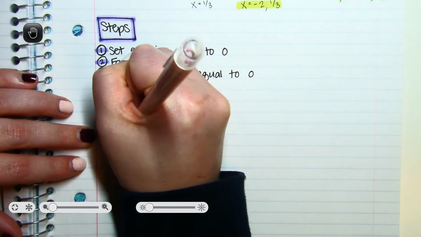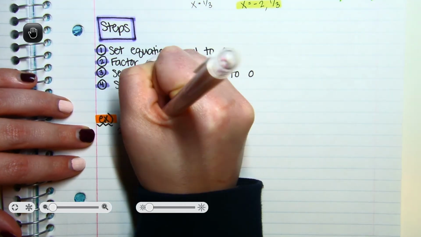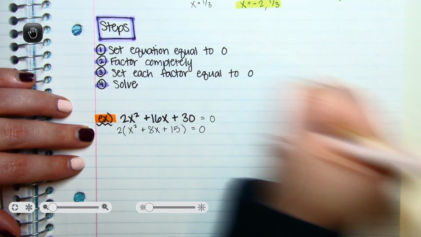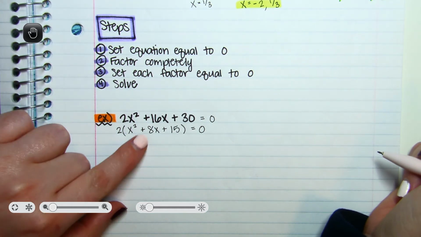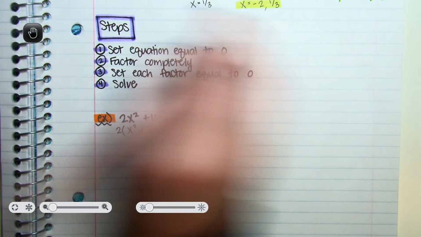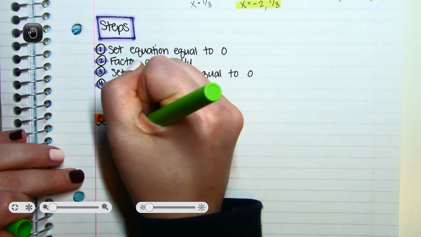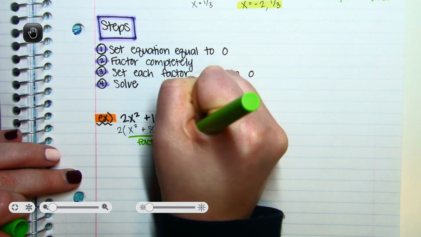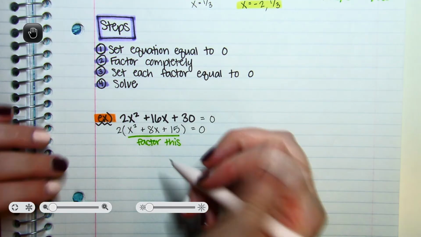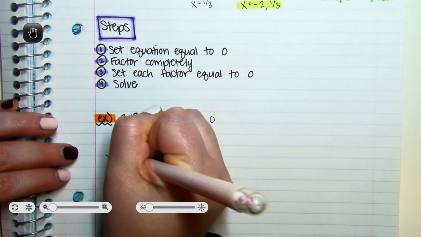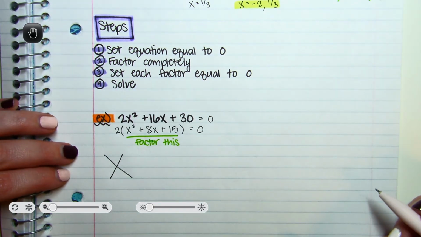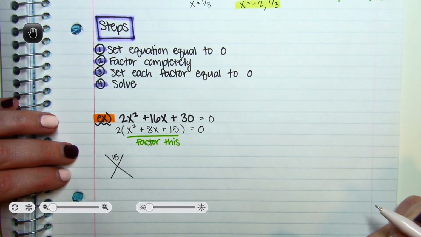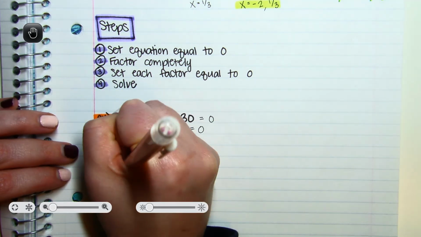And what I'll be left with is x squared plus 8x plus 15 equals 0. And now I'm factoring this. So let me go ahead and underline that. I'm factoring this. I'm going to draw my big X because it's 3 terms. What goes in the top? You said 15, you're correct. What goes in the bottom? You said 8, you are correct.